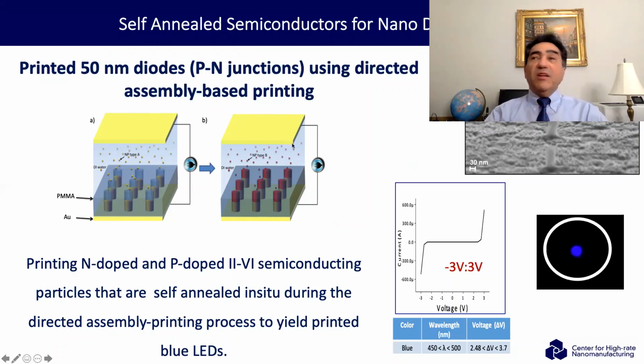So these 50 nanometer diodes, you can see here this is the N type and this is the P type, and they emit blue light between 3 to 5 volts. So you can see that at 3 volts it goes up and gives us blue wavelength. So this is a blue LED that is fully printed, self-annealed, no annealing required, by simply using P and N-doped zinc selenide.